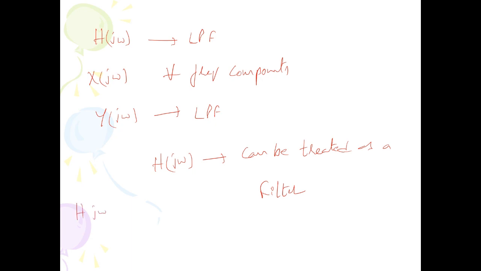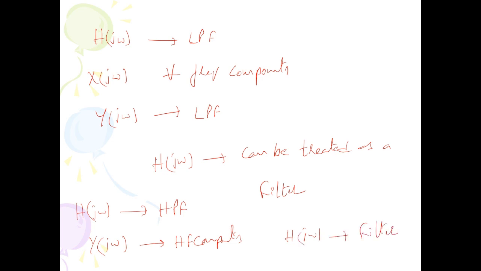Suppose H of j omega is a high pass filter, which means higher frequency components are passed through the filter and lower frequency components below the cutoff frequency are blocked. So Y of j omega will have only the higher frequency components. In this way, depending upon the characteristics of H of j omega, H of j omega can be treated as a filter.